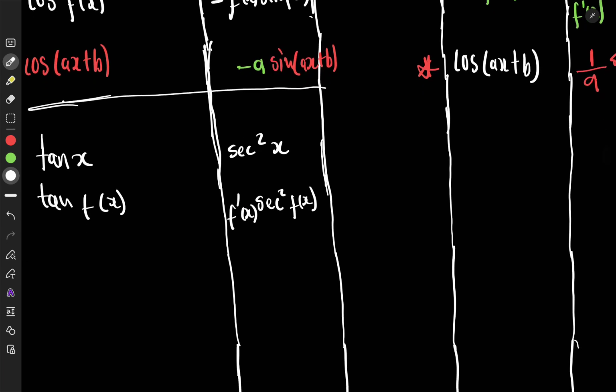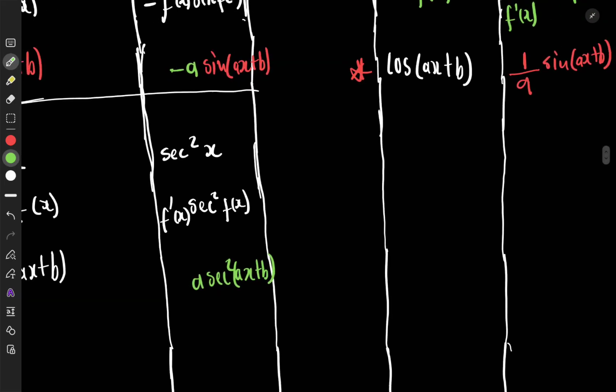So what about if I now differentiate tan of ax plus b, okay? What am I going to get? Well, if you differentiate tan ax plus b, you're going to first get sec squared ax plus b, okay? Then we multiply with the derivative of the inside, which is the derivative of ax plus b is a. So it's a sec squared ax plus b.